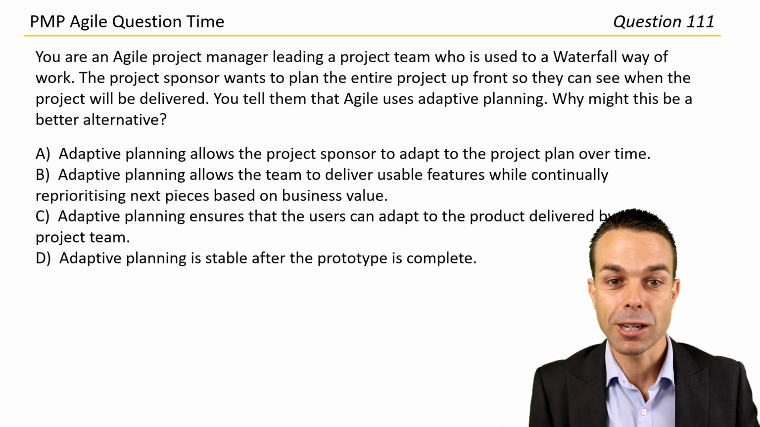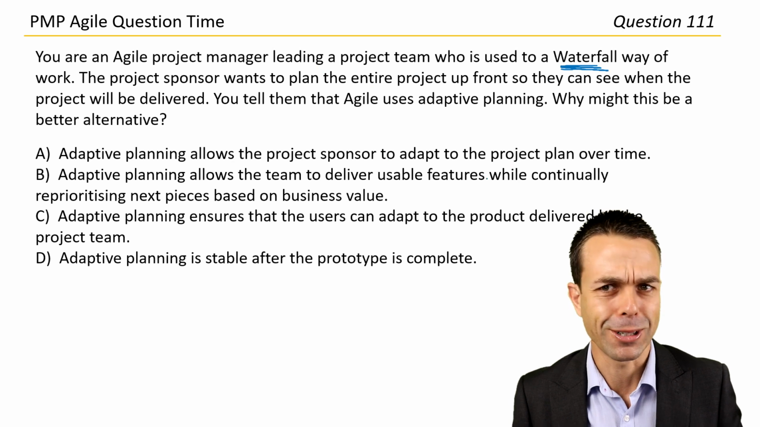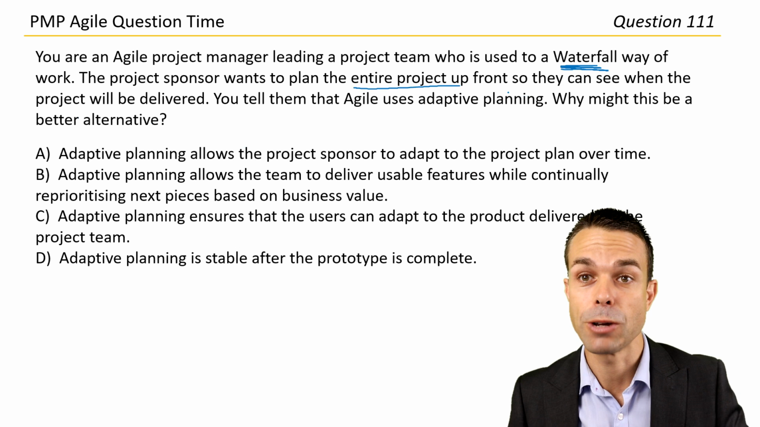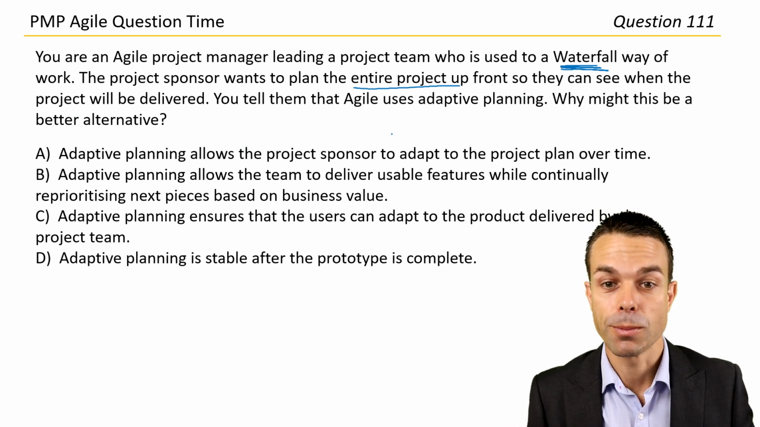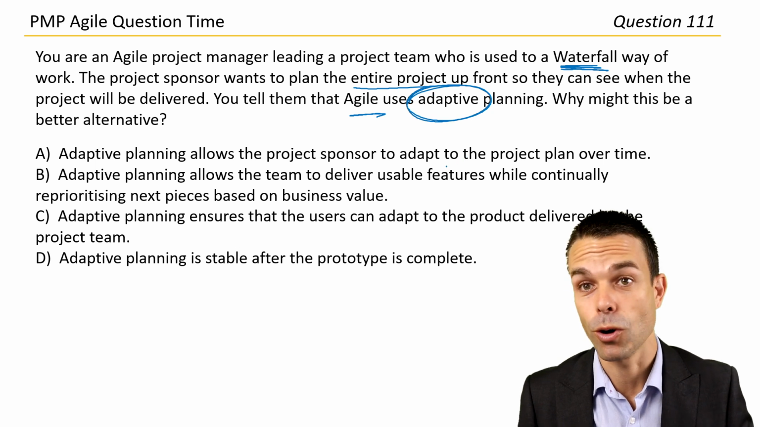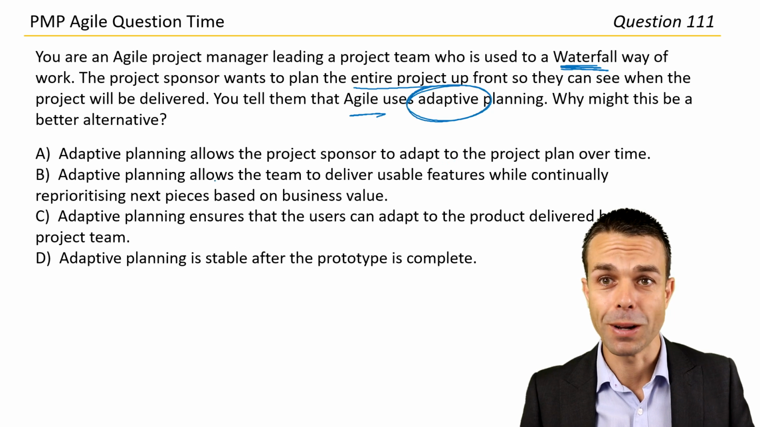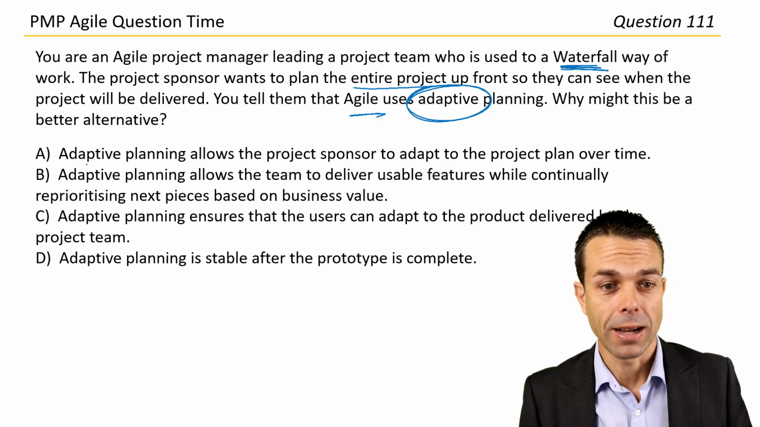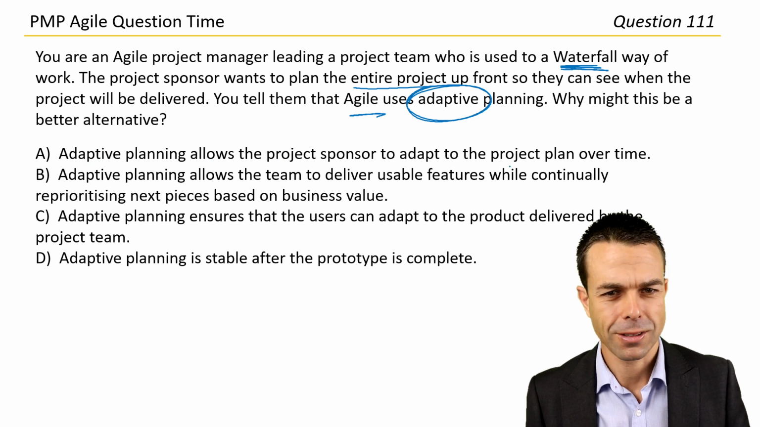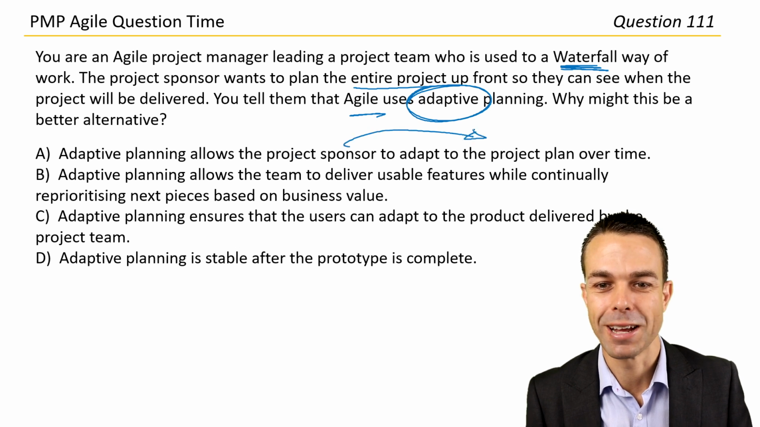You are an agile project manager leading a project team who is used to a waterfall way of work. Very common. The project sponsor wants to plan the entire project upfront so they can see when the project will be delivered. You tell them that Agile uses adaptive planning. Why might this be a better alternative? Okay, wow, this is good. So good scenario-based question here. So adaptive planning allows the project sponsor to adapt to the project plan over time.